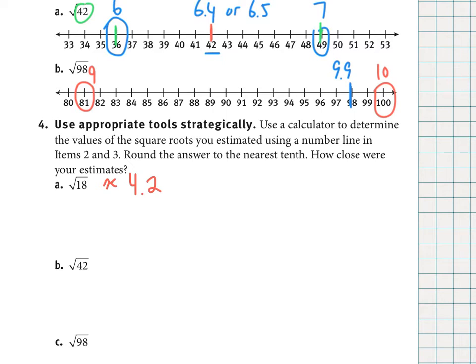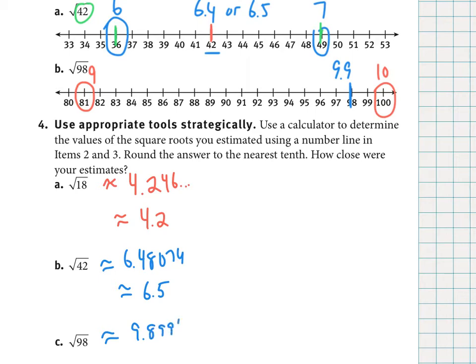And it goes on forever, 4.246, but if we round it to the nearest tenth, it would be 4.2. The square root of 42 from a calculator is about 6.48074, where the squiggly lines mean an approximation, so we would round that to 6.5 if we went to the nearest tenth. And then the square root of 98 on a calculator is about 9.89949. So rounding that to the nearest tenth would be 9.9.